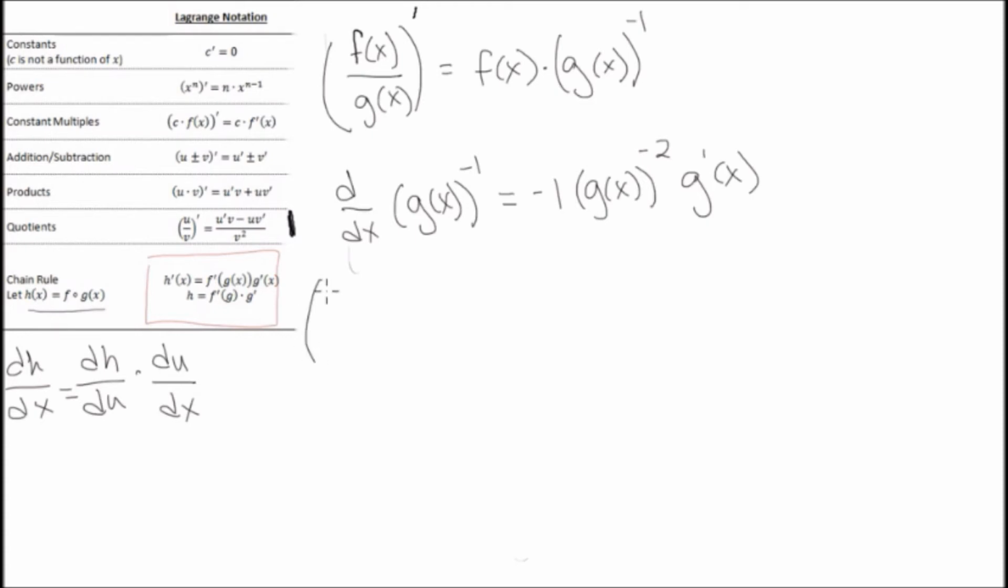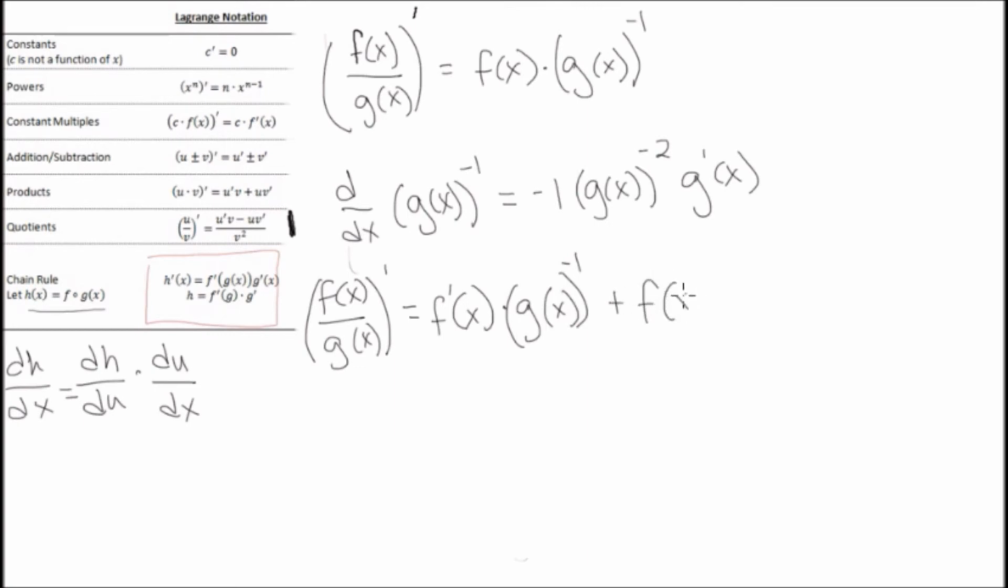What I get is that the derivative of f of x times g of x is equal to the derivative of the top, f prime of x, times the bottom, but here it's g of x to the negative 1, plus f of x unchanged, times, and now the derivative is this entire term right here, so that would be times negative g of x to the negative 2 times the derivative of g.